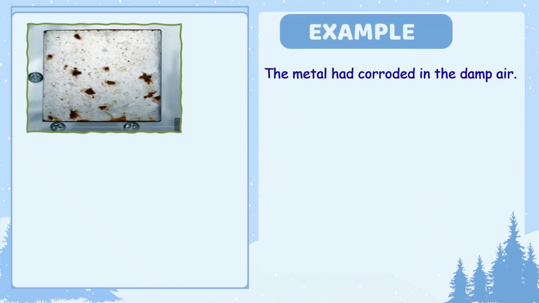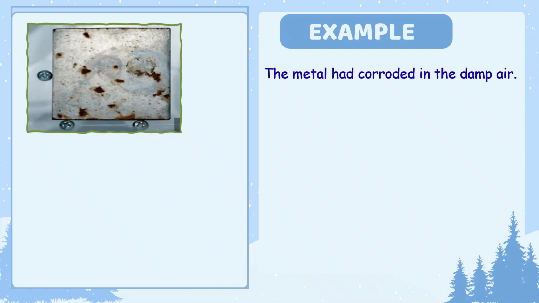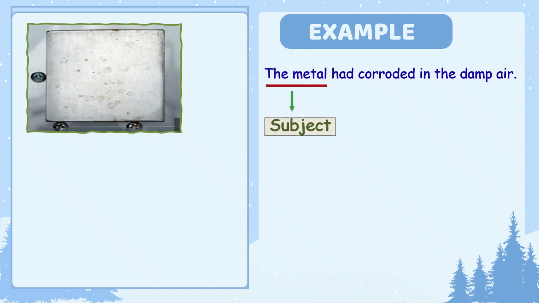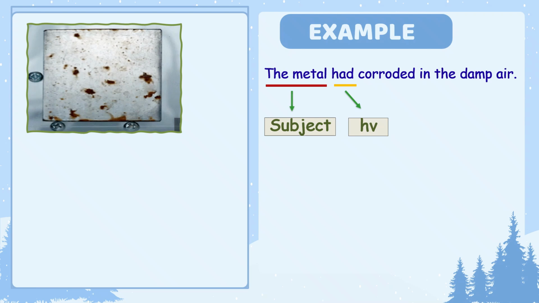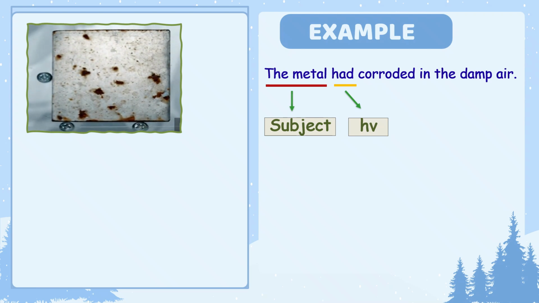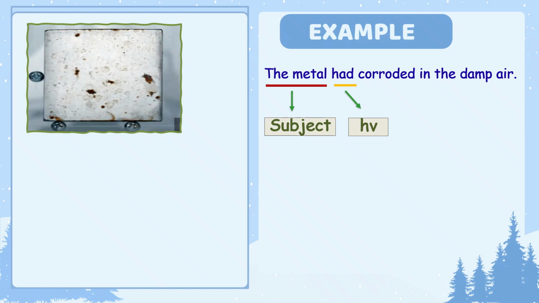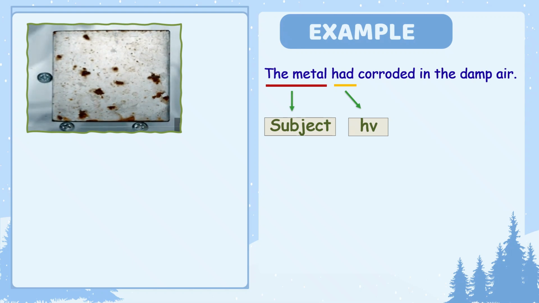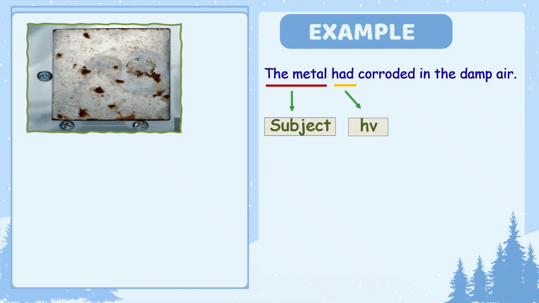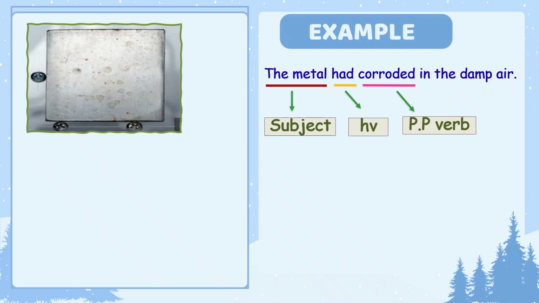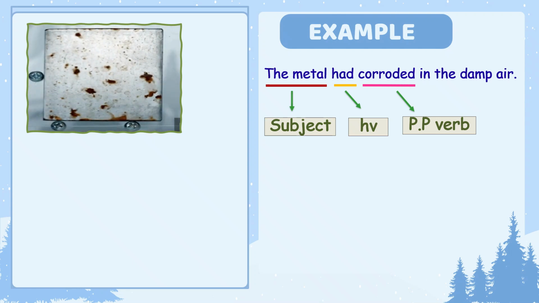Let's take a look at some examples of past perfect tense. The metal had corroded in the damp air. In this sentence, the metal is the subject, had is the helping verb. Remember, we always use had in past perfect tense, no matter if the subject is singular, plural, first person, second person, or third person. Had is always used in past perfect tense as a helping verb. Corroded is a past participle verb, meaning the third form of the verb.